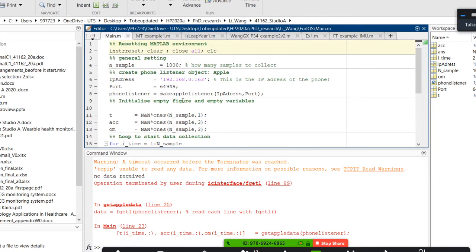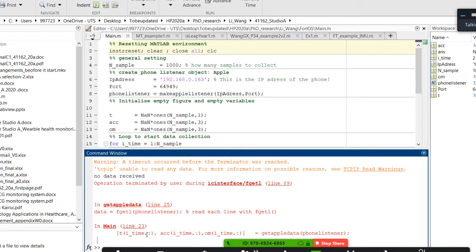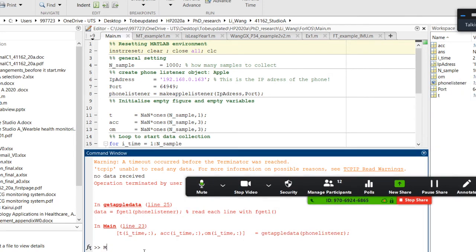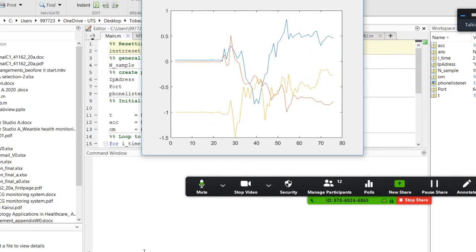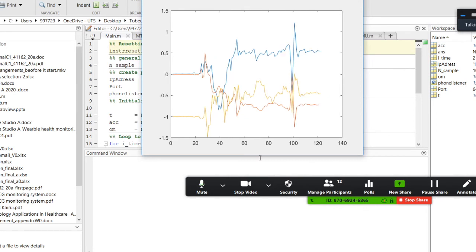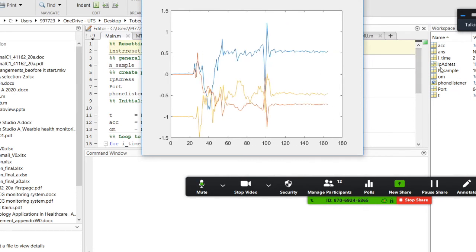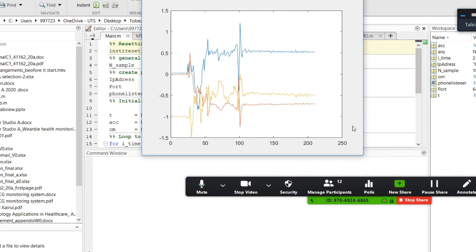So this is the main aim. It's just like a main function. You just have two options. One is you just push run, or you type the name, main. You need a capital letter for M. So you need to type MAIN, and then this one will run as well. So you can see that I only drew 3 acceleration signals. Actually, you have other measurements as well.